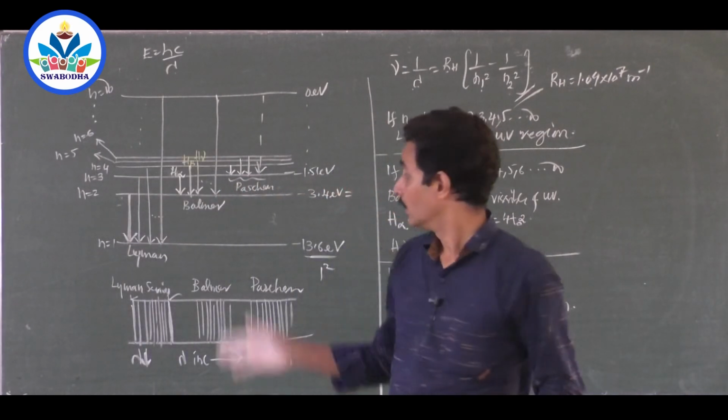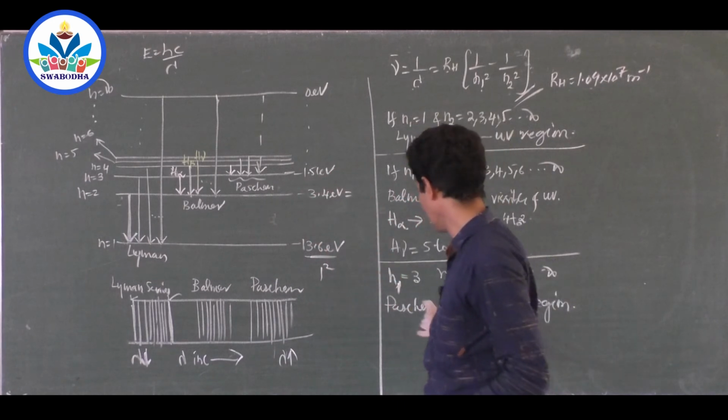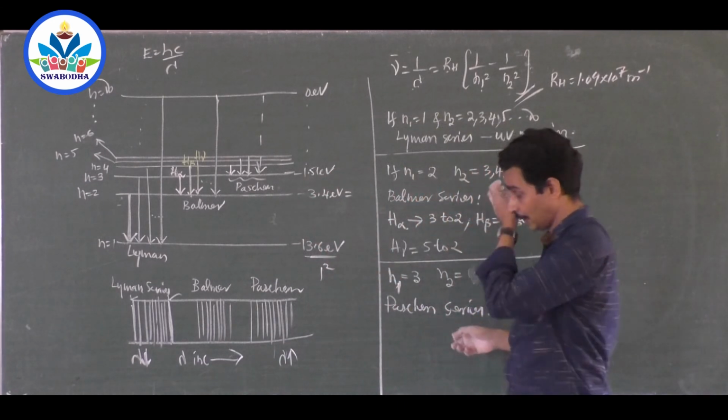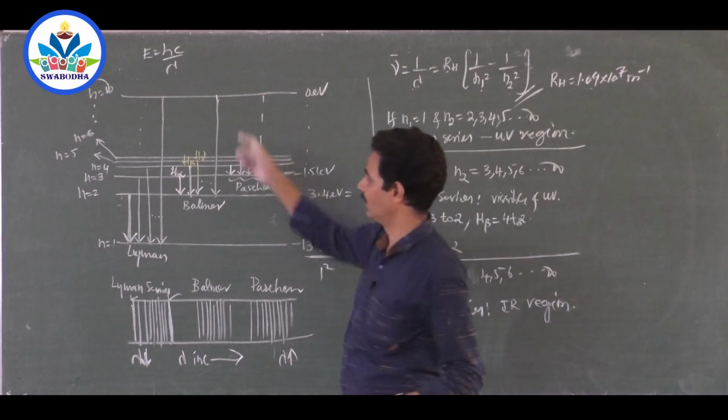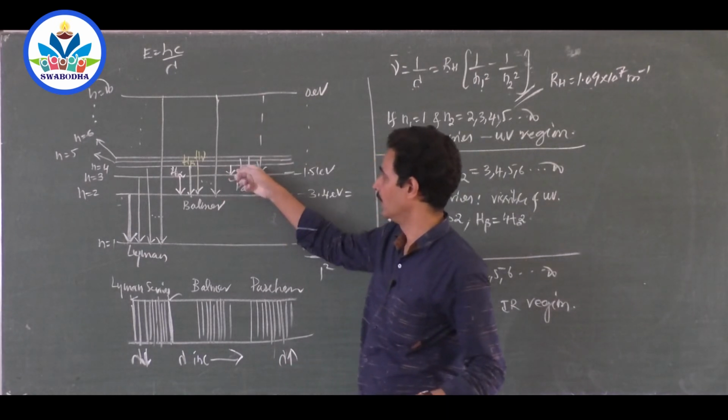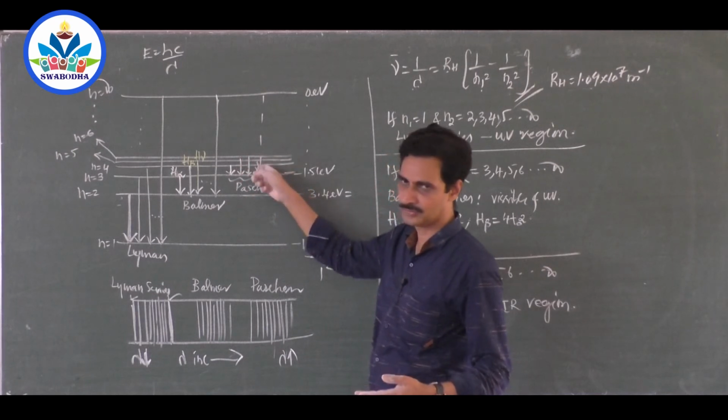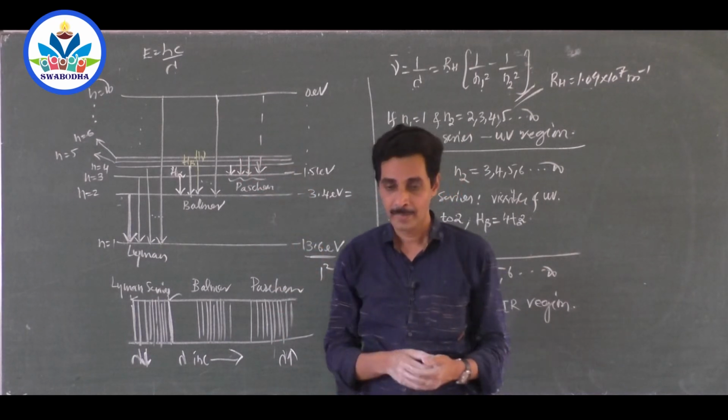But of course, you can explain it further. What is the next series? Paschen, Lyman, Balmer, Paschen, Brackett. What is the Brackett series? If the electron jumps from any of the higher orbits to the fourth orbit, right? 5 to 4, 6 to 4, 7 to 4, like that. So you can continue it.